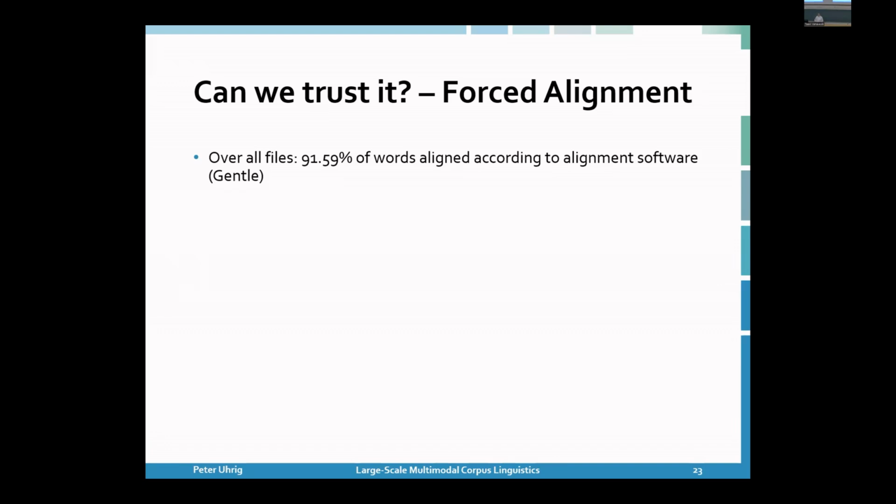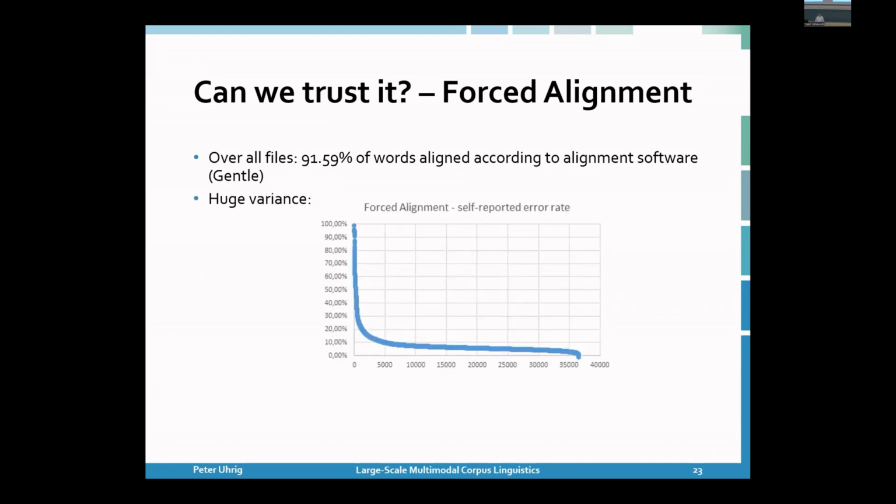So 91 point something would be good. And we have huge variance, actually. So we have files with 100% error rate. Yes, that happens. Usually it means something went wrong in the recording process. And we have something like recording subtitles for one program, but not for the other, or for 1 hour, and we have a 2-hour recording. So things like that.